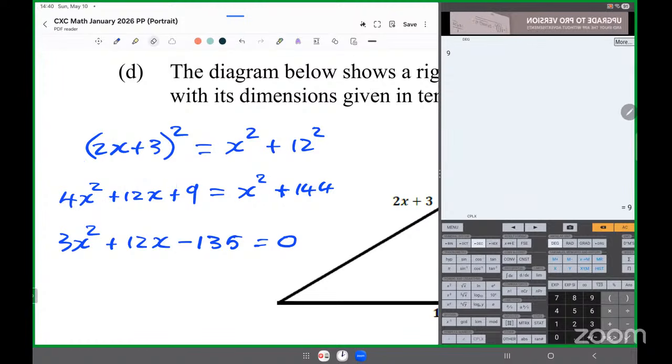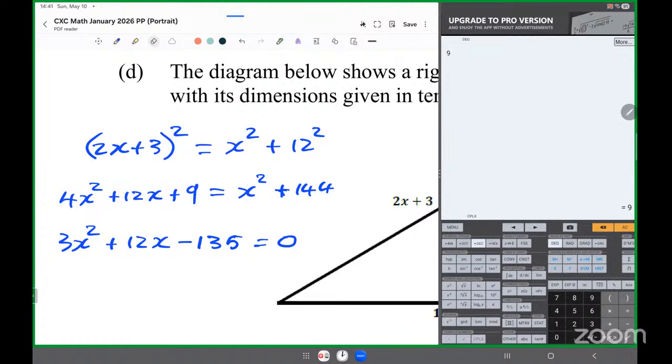When you expand a perfect square, it becomes the first term squared, twice the product of the two, and the last term squared. The middle term is what people always forget. Twice the product of the two means you multiply the two things first. You get 6x, and then you double it. That's how I get the 12x. That's twice the product of the two.